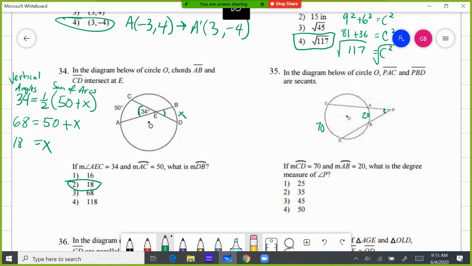So when you have secants, the angle is half of the difference of the arcs. So this angle P, that's the angle that we're looking for, is half of the difference, 70 minus 20. So half of 50 is 25.